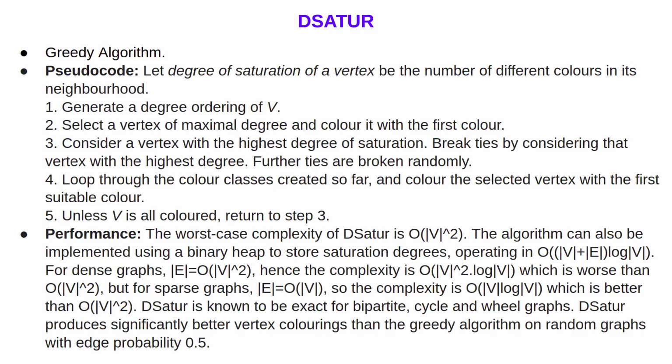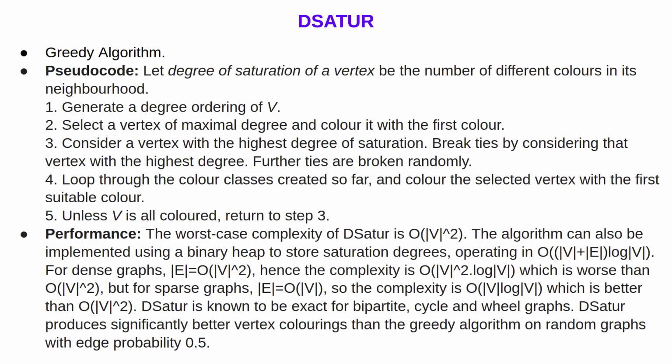It is a greedy algorithm, and before jumping to the pseudocode, let's see a term known as degree of saturation, which is defined to be the number of differently colored vertices in the neighborhood of that vertex. So the pseudocode goes as follows: we first generate a degree ordering of V, then we select a vertex of maximal degree and color it with the first available color.